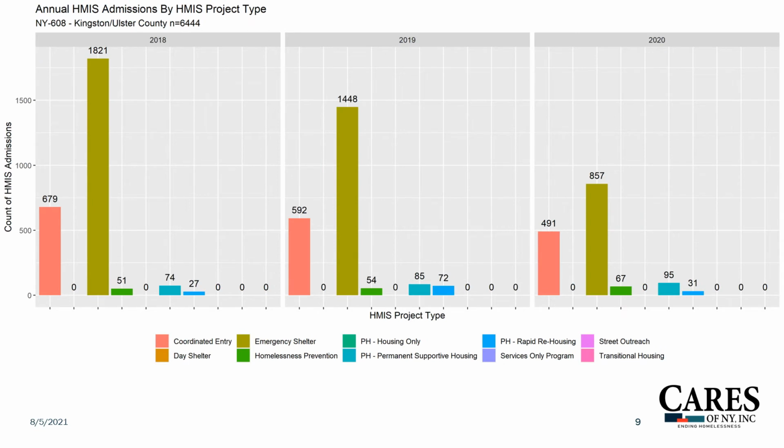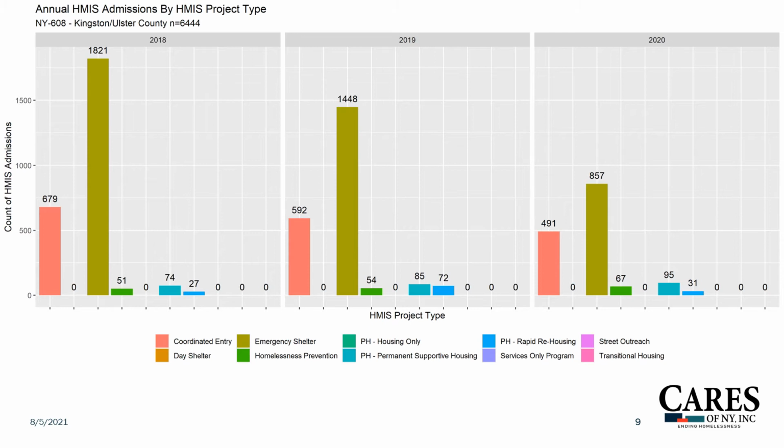To add more context to the admissions, here we are looking at the HMIS annual admissions between 2018, 2019, and 2020 by project type. Things that we can notice here is our total admissions in emergency shelters declined dramatically from 2018 to 2020. And we saw a slight decrease in admissions from 2018 to 2020 in coordinated entry.